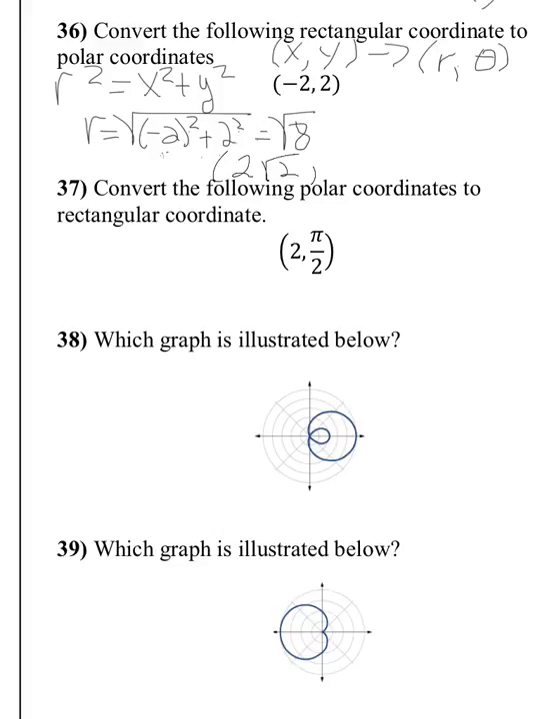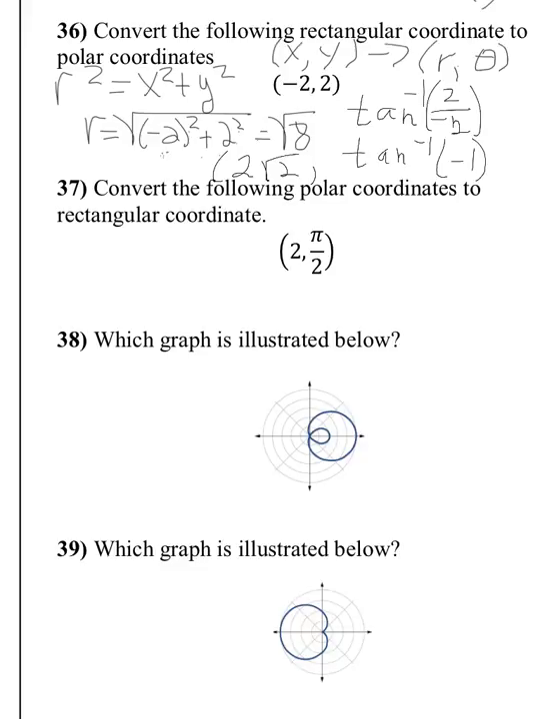Now we need to find theta. And to find theta, we're going to use tangent. I've seen a lot of students get tripped up on this. Tangent is y over x, and we're going to use tangent inverse. So the tangent inverse of 2 over negative 2. I've seen a lot of students get tripped up on this on the last test. Please don't get confused. Tangent inverse of 2 over negative 2 is just the tangent inverse of negative 1.